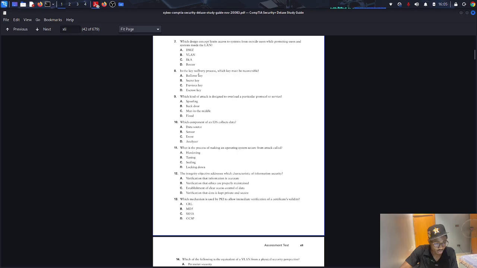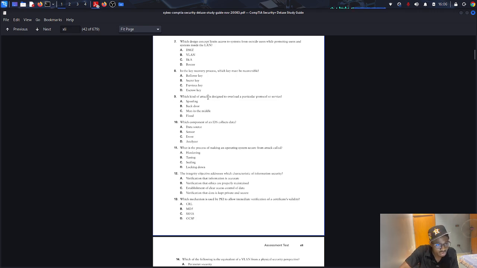In the key recovery process, which key must be recovered? Rollover key, secret key, previous key, common now. B.